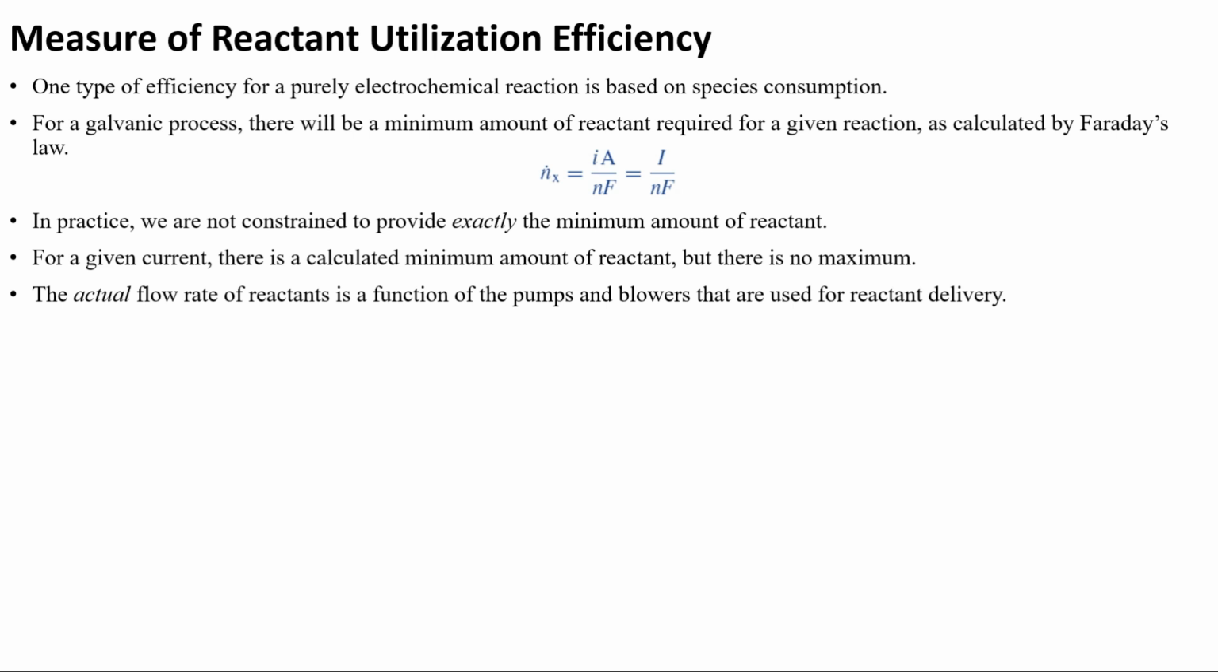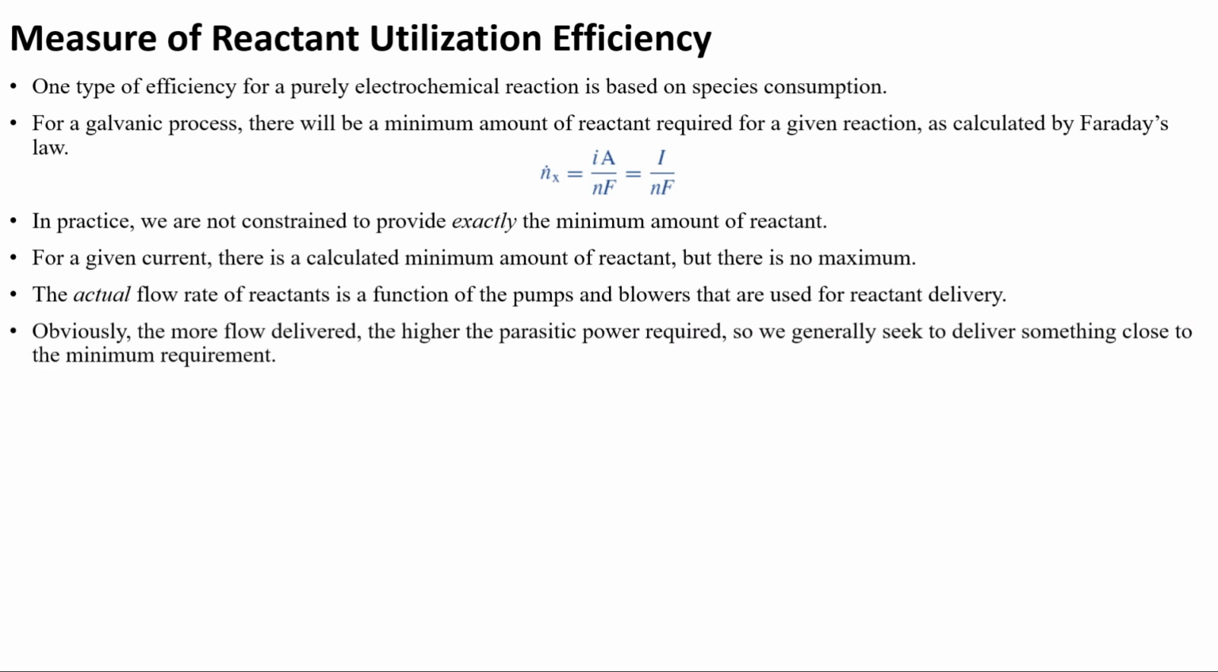The actual flow rate of reactant is a function of the pumps and blowers that are used for reactant delivery. Both hydrogen and oxygen are gases, and we use blowers or any other pumping device for reactant delivery. So the actual flow rate of reactant is basically a function of the pump and blower. A higher power pumping device will result in a higher flow rate of the reactant.